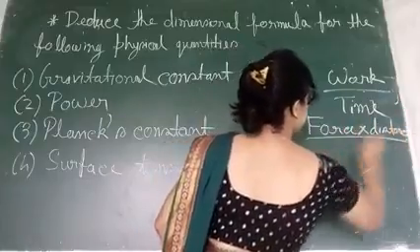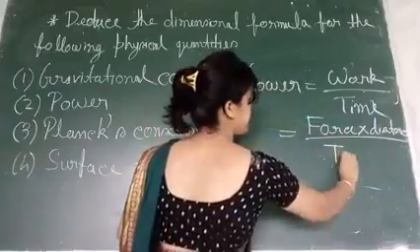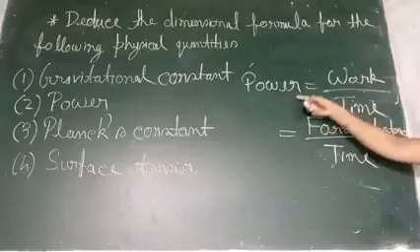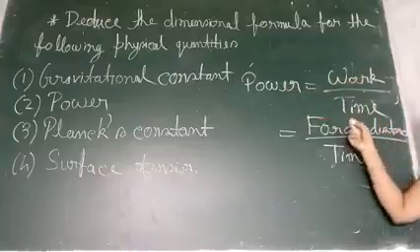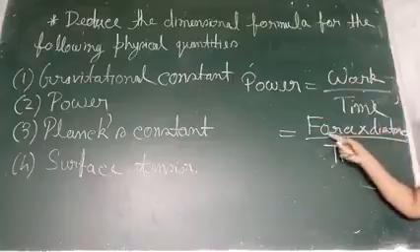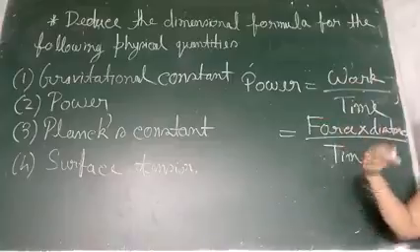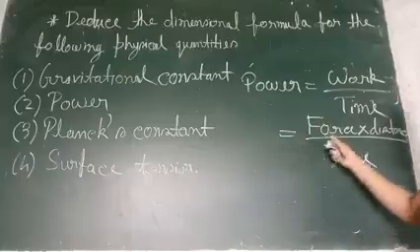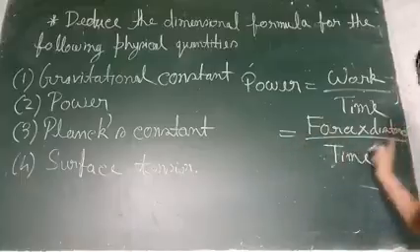Force into distance divided by time. So see here, power we can write in this way. Power is work divided by time. So work means force into distance, and time. So now we can easily write the dimensional formula for force and dimensional formula for distance and time.